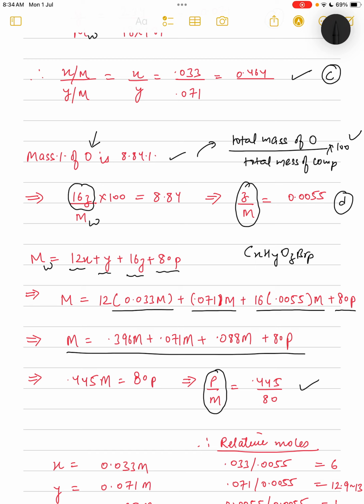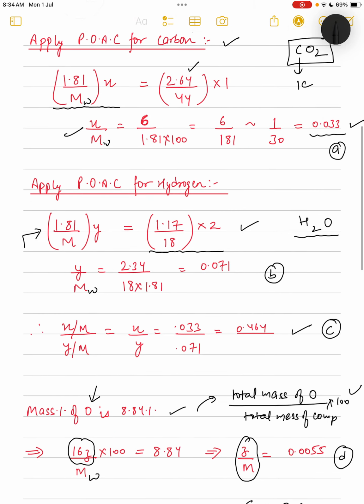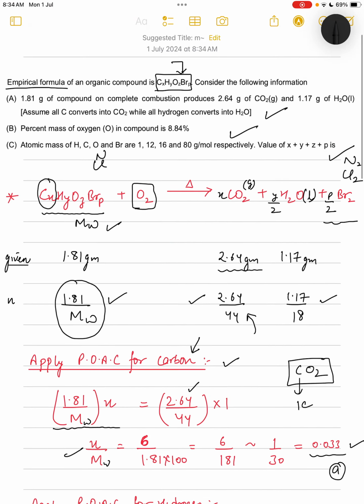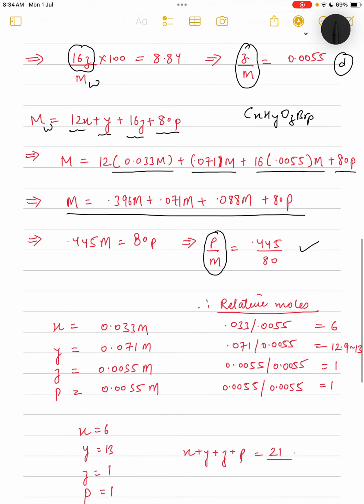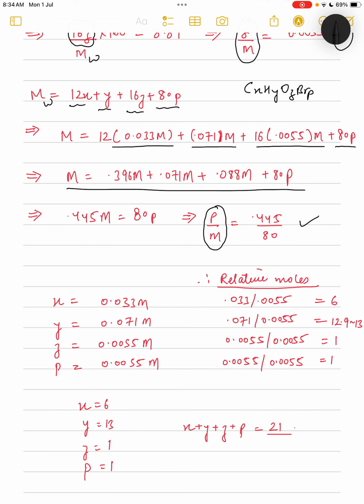So in a way, we have obtained all the ratios. If you look here, we have obtained the ratio of all the elements. We have obtained x by m, y by m, z by m, and p by m, right? All the ratios are there. That means x is equal to this much, y is this, z is this, and p is this. Now, what are x, y, z, and p? These are the masses of elements, that is carbon, hydrogen, oxygen, and bromine in the organic compound. I can say these are the given masses, or the mass of every element in the given hydrocarbon.